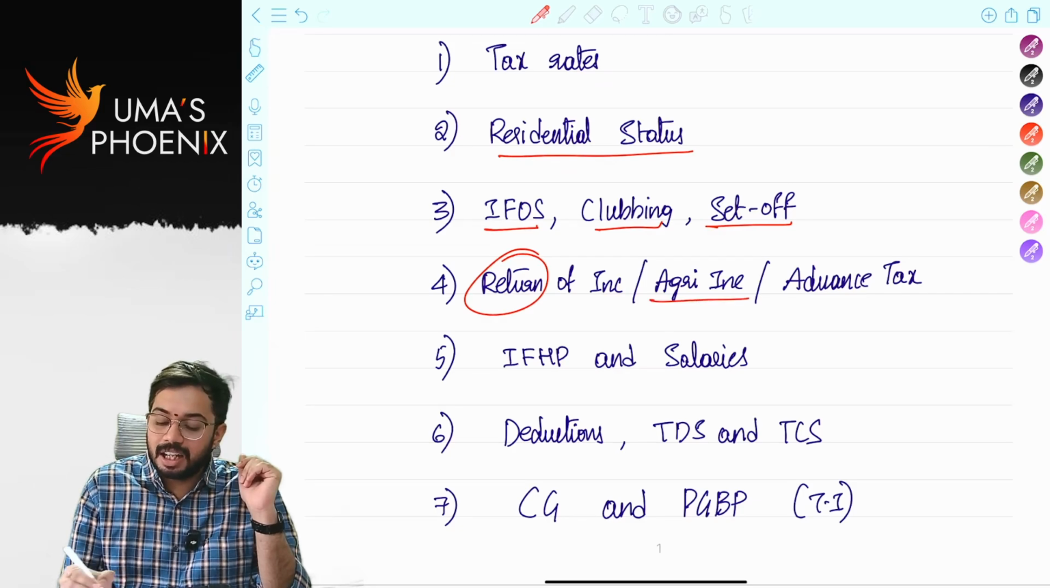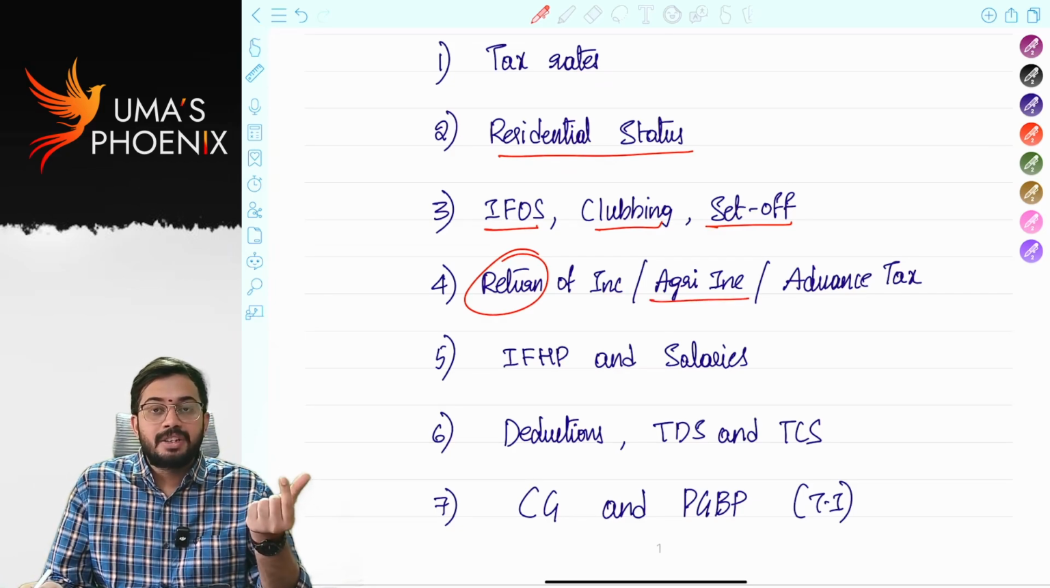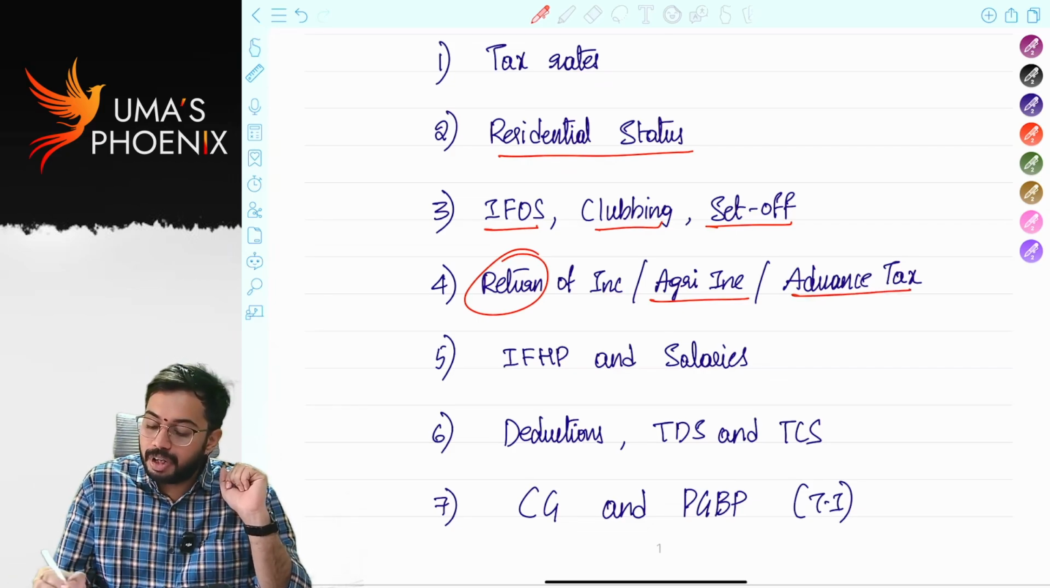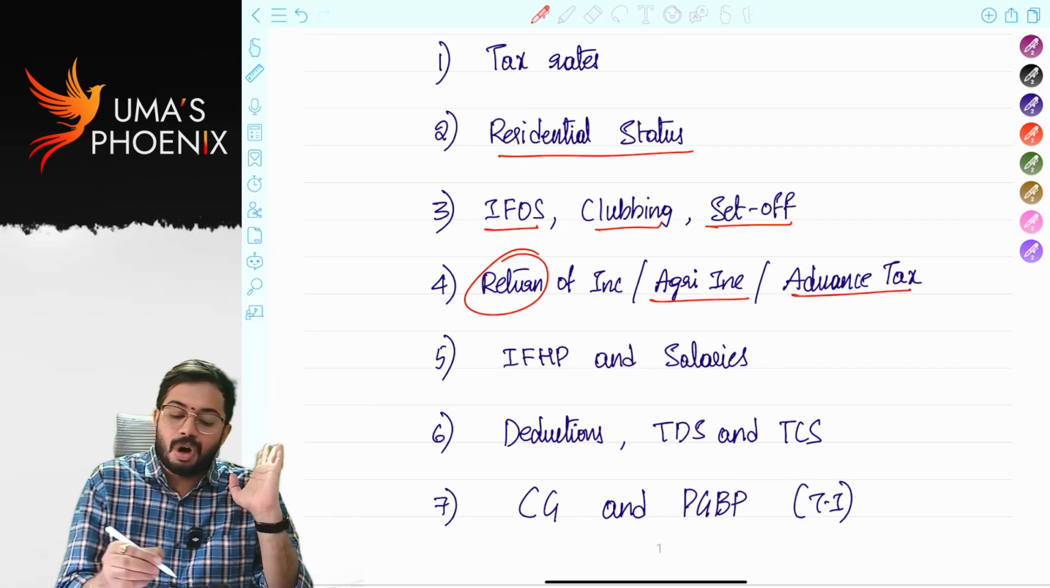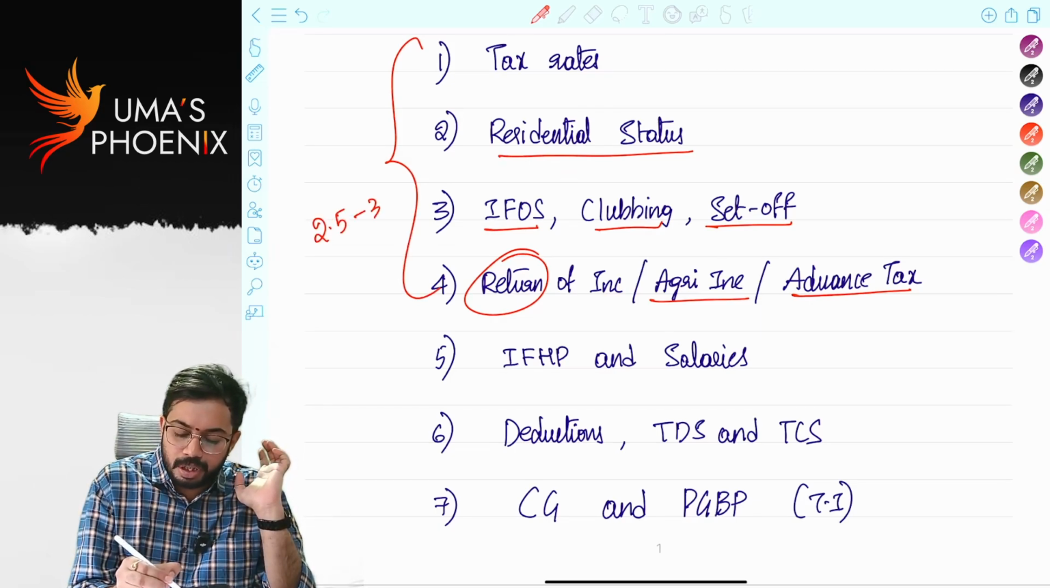Then agricultural income is there, like agricultural income in case of tea, rubber business, coffee business. Please prepare that. Examples of agricultural income and non-agricultural income are there. Please go through the chart. Next, prepare about advanced tax. So all this you can easily finish in 2.5 to 3 hours.